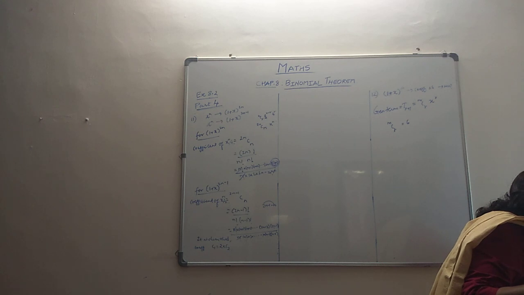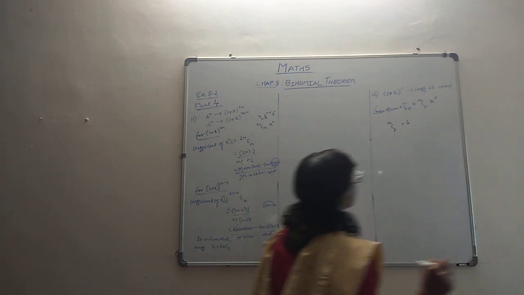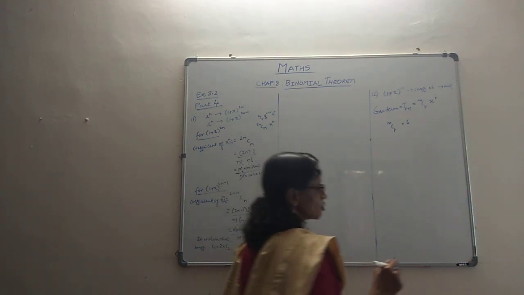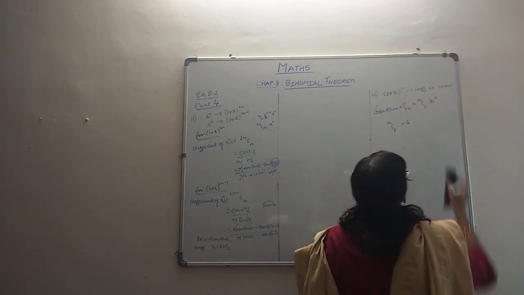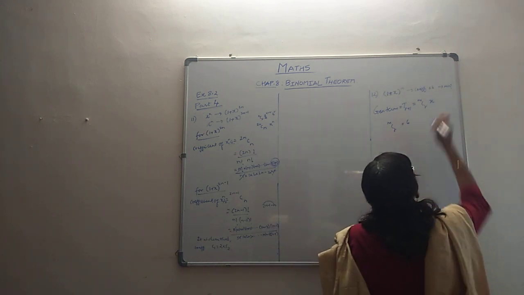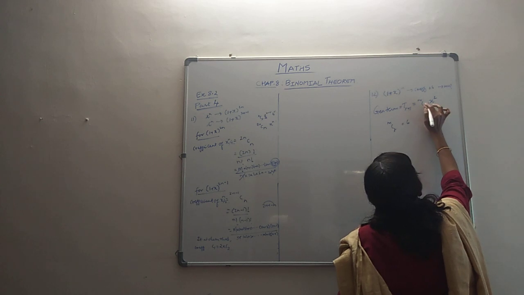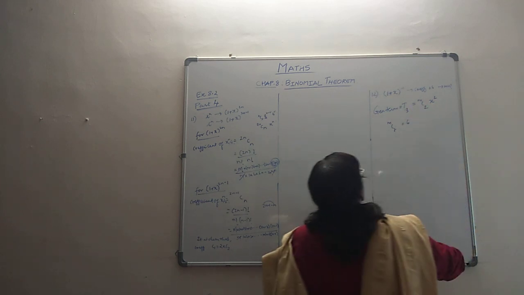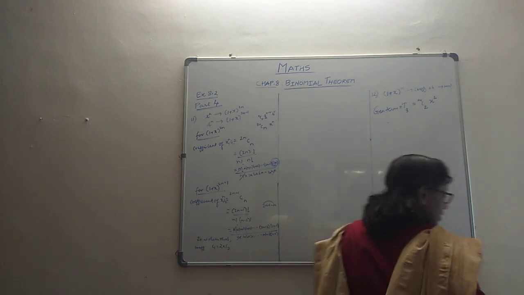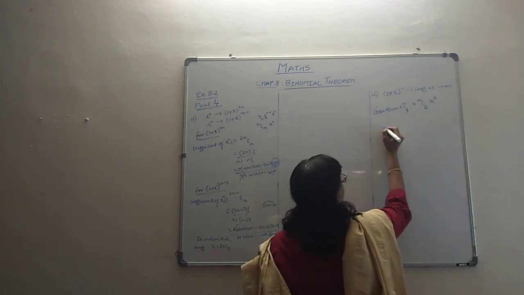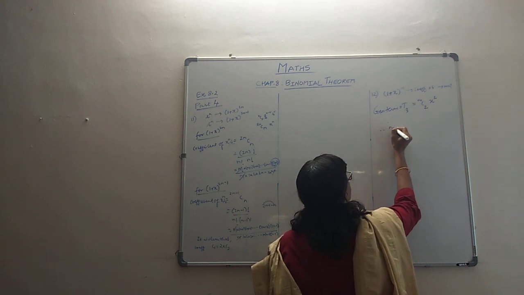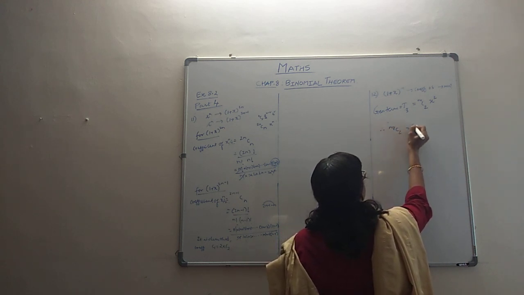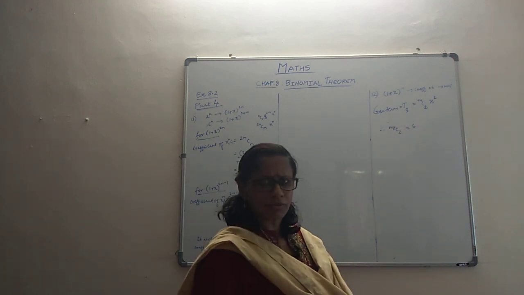Yes, it's the coefficient of x squared, so it's not a general term. So if this r is 2, automatically this is also 2, and this will be therefore 3. They have told that that is 6 actually. So therefore mC2 is 6. Then it's a matter of solving.